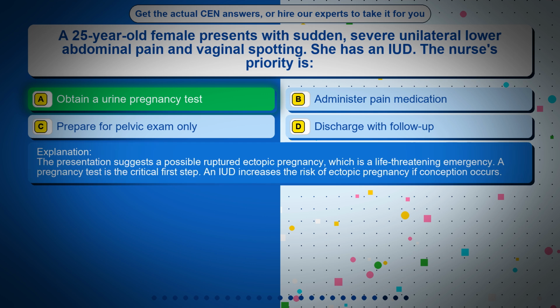The presentation suggests a possible ruptured ectopic pregnancy, which is a life-threatening emergency. A pregnancy test is the critical first step. An IUD increases the risk of ectopic pregnancy if conception occurs.